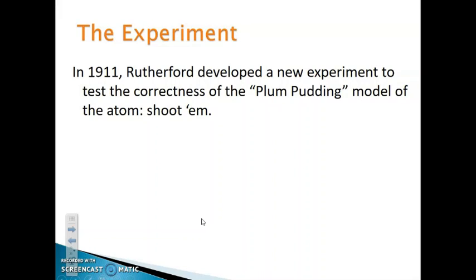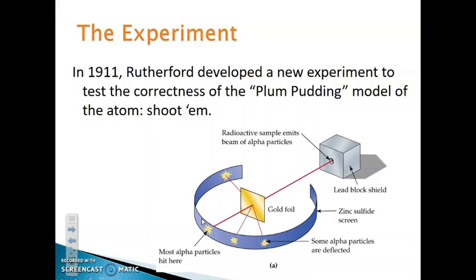About 20 years after J.J. Thomson discovered the electron and proposed this plum pudding model, Rutherford decided to test it using the famous gold foil experiment. The way this was going to work is he had a source of alpha particles right here that would be released through this small hole here, and they would strike a sheet of gold foil.